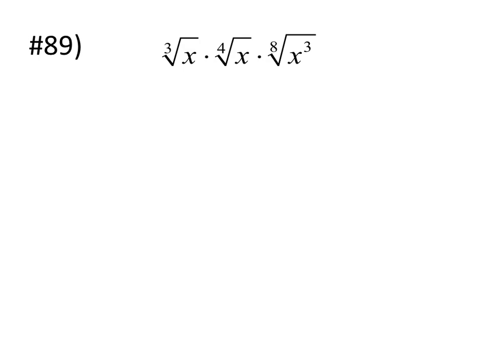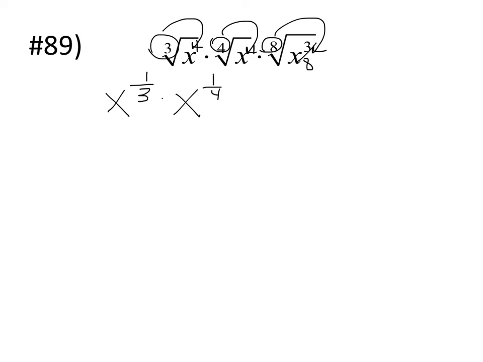Alright, last one. Okay, swing this around back, swing this around back, swing this around back. So it becomes x to the 1/3, because remember it's an assumed 1 here, times x to the 1/4, times x to the 3/8. So this is going to become x to the, if you're multiplying like bases, you add the exponents. You need a common denominator. It's going to be 24.